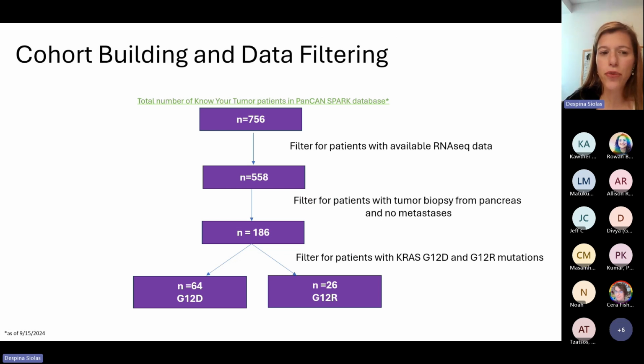So we got together with PanCan and we asked, so again, I'm asking a lot of things. We were filtering through all of the patients in your database. We want to know which patients have available RNA-seq data. We want patients who have a tumor biopsy from the pancreas. No mets, right? Take away the mets. I don't want liver biopsies. I need pancreas. And we have to filter them for G12D and G12R mutations. And we have a sizable amount. So that was great. We were really super excited.